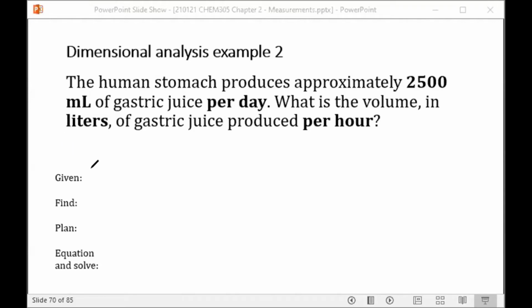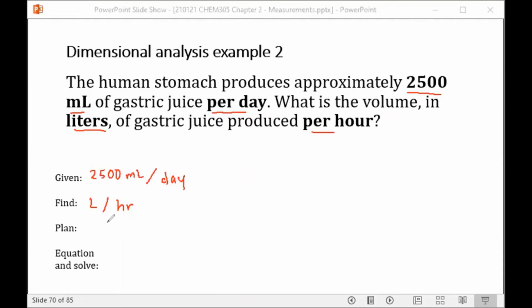Okay, so let's sort our information. We have 2,500 milliliters of gastric juice per day. So that's our given. We're given 2,500 milliliters per day. And then what we want to find is liters per hour. So this is a problem where we have units in the numerator and the denominator, milliliters per day, and we're going to need to convert milliliters to liters, and we're going to need to convert days to hours. So we're going to do a unit conversion in both the numerator and the denominator.